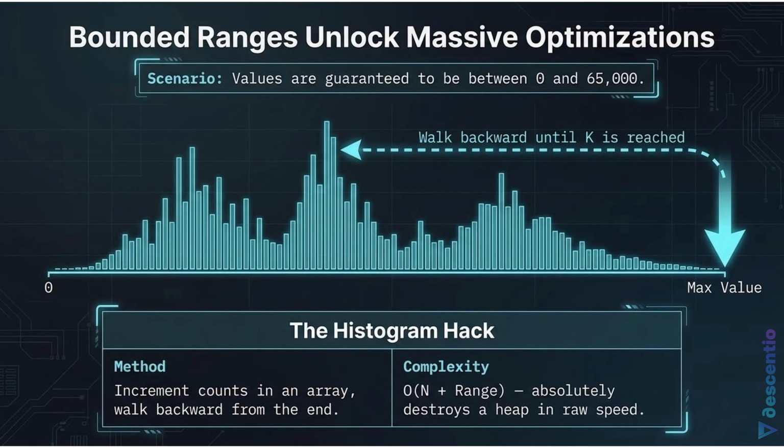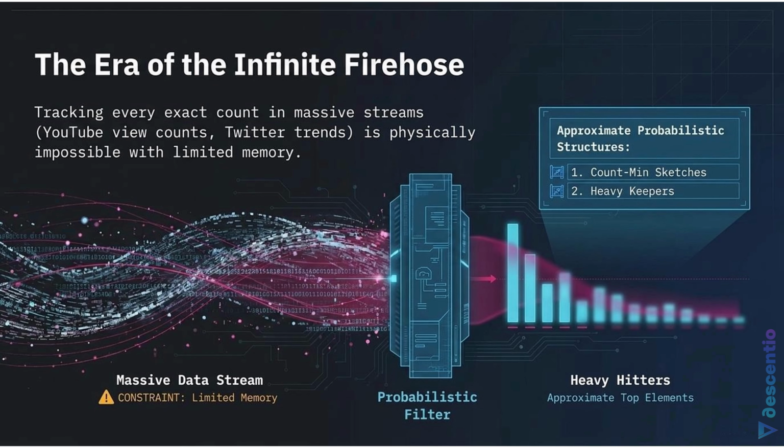But let's push those constraints even further, because the histogram works beautifully if you have a known, limited range of integers. What happens when the data doesn't have a neat upper bound? And worse, what if the data literally never stops flowing? Yes, the fire hose era. Right, because the algorithms we've discussed so far, heaps, partitioning, histograms, were mostly developed for static data sets sitting obediently in memory or on a disk. They assume you have all the data right there.